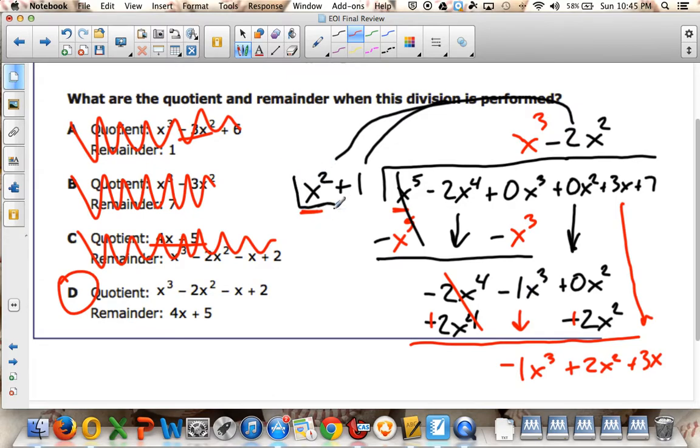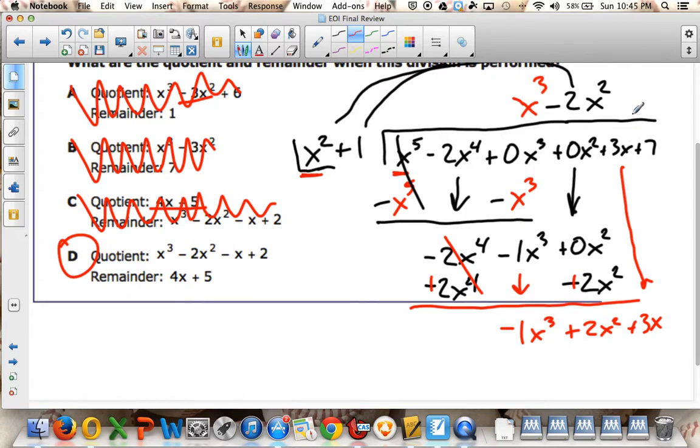What times x squared gives me negative 3x squared? Negative x. Don't worry about the 1. The 1 is being taken care of with this negative sign. There's already 2 x's up here, and I need 1 more, which is going to be x, exactly like I have right here. So that gives me negative 1x squared minus x. Change the signs and add.